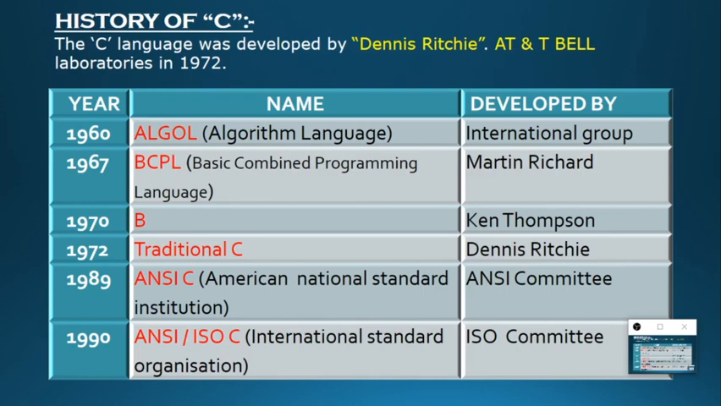After that, it got approved by a national institution, the American National Standards Institute. From there, people used to call it ANSI. And after that, in the 1990s, it also got approved by the International Standards Organization. So this is our history of C language.